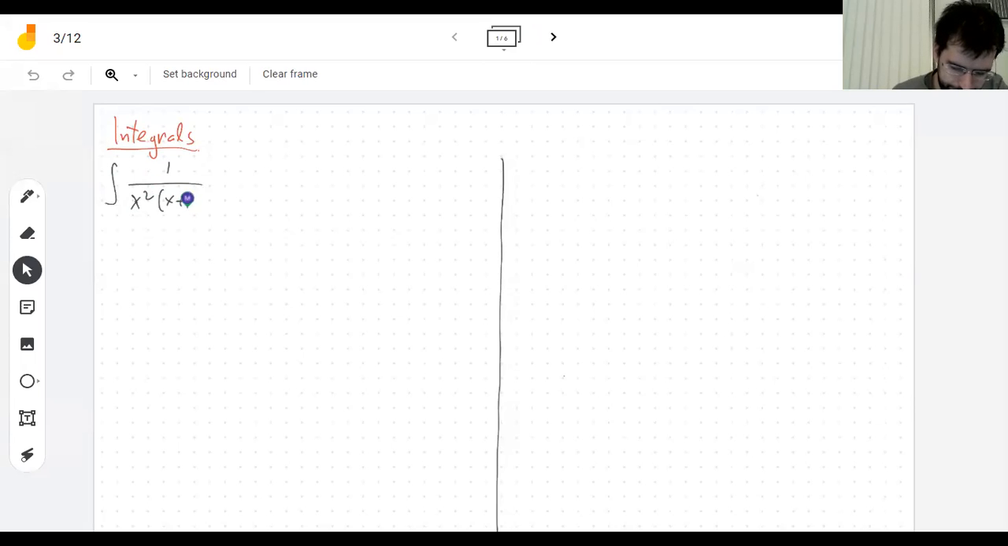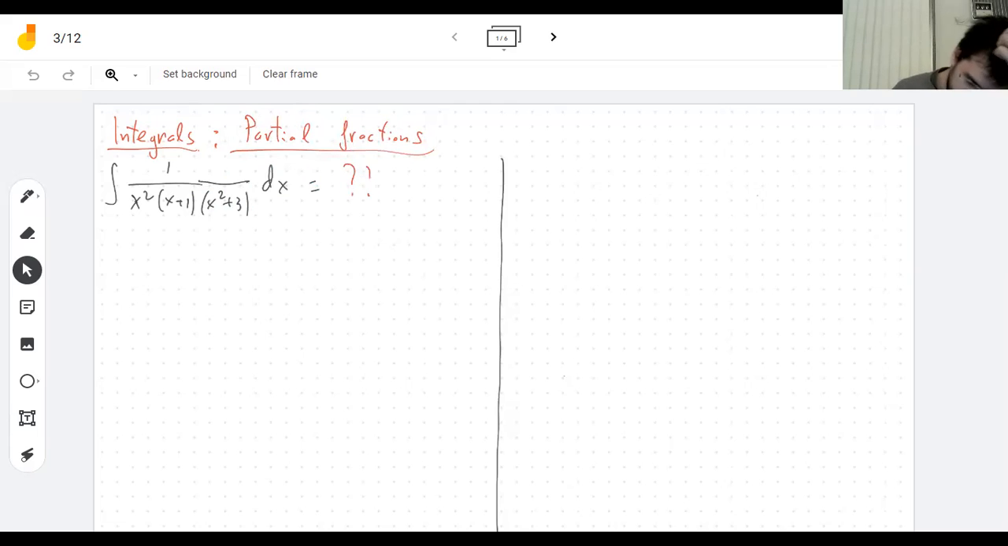compute its integral, and I'm not going to compute the integral, and I don't know if you remember how to do this, but the way to do this, the first step was to make sure that the numerator had smaller degree than the denominator. The second step was to do partial fraction decomposition.